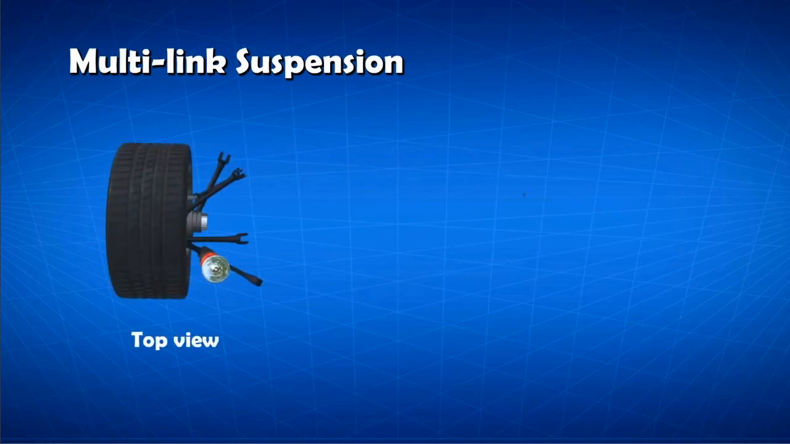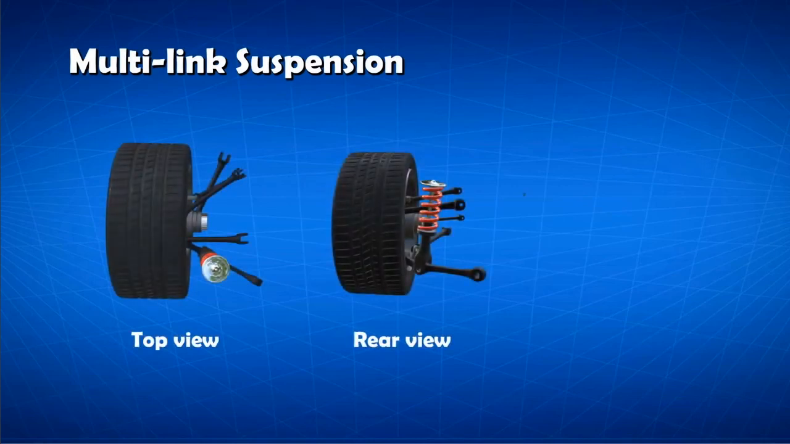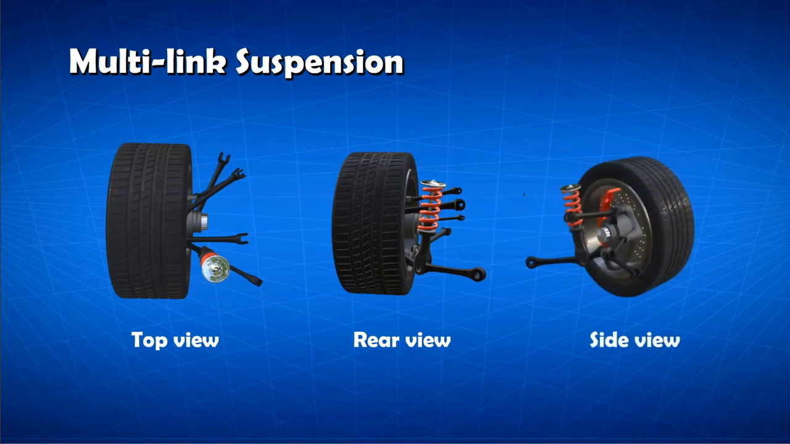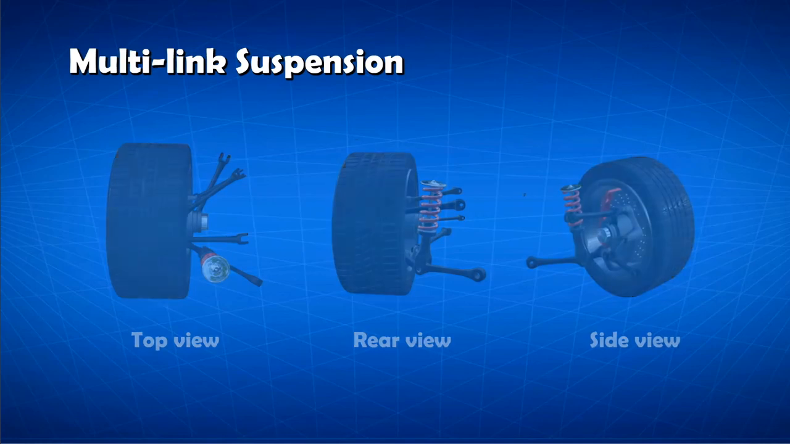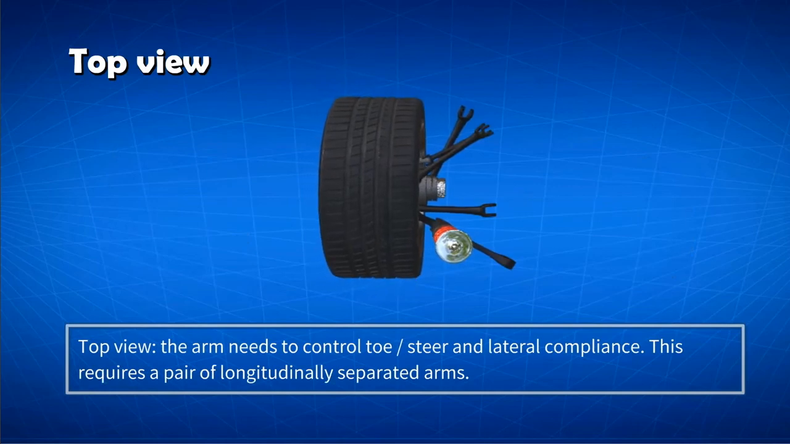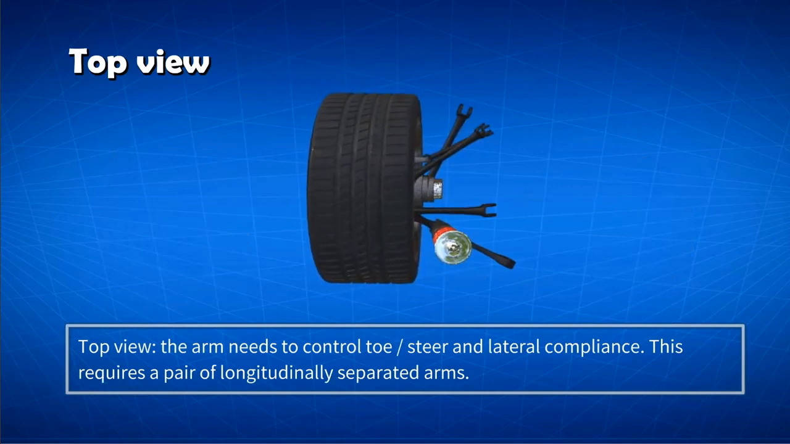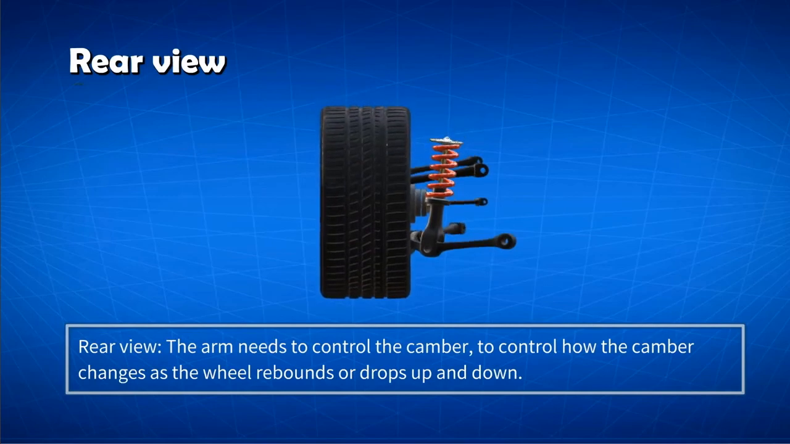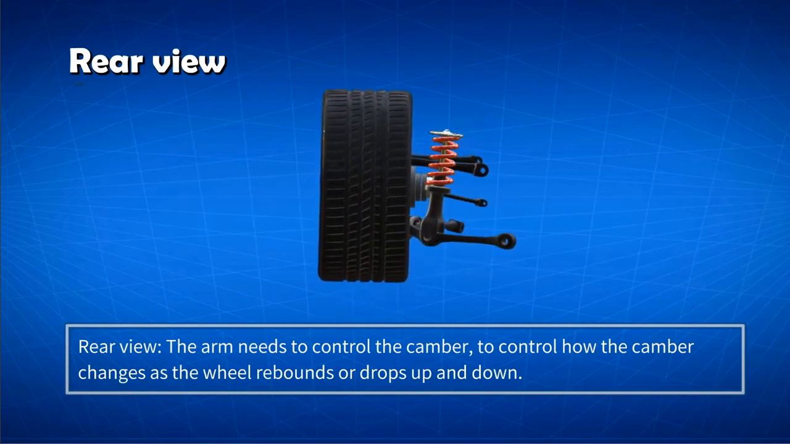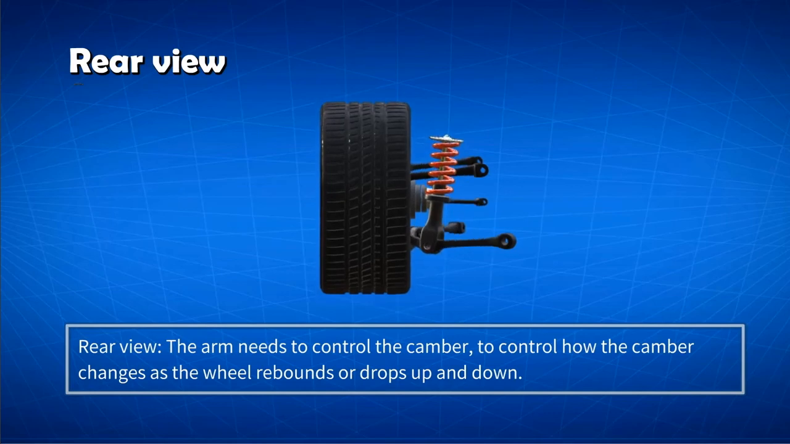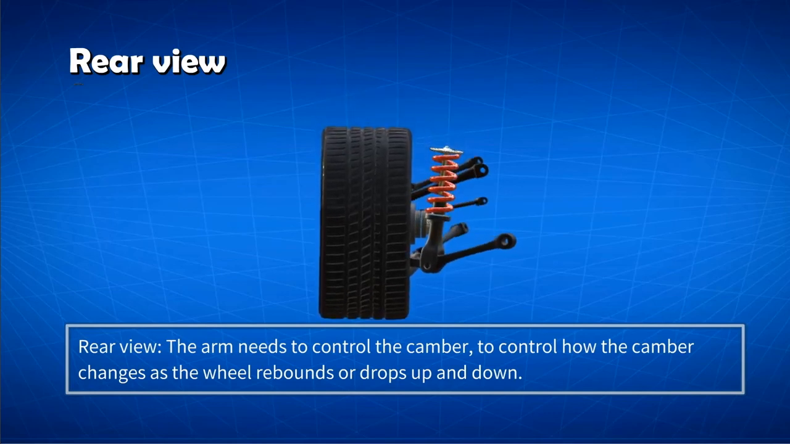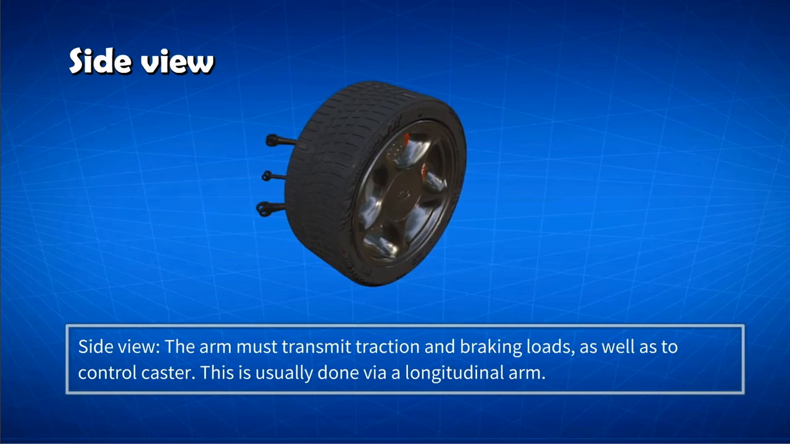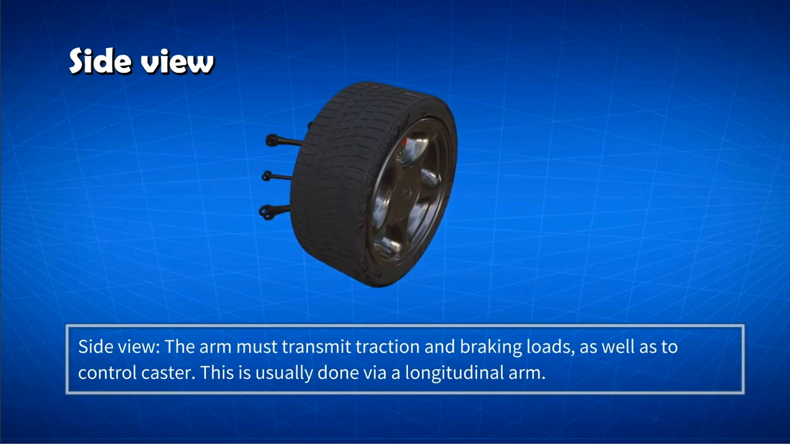To better understand multi-link suspensions, let's consider the function of these arms in the 3 orthogonal planes: the top, rear and side view. In the top view, the arm needs to control toe, steer and lateral compliance. This requires a pair of longitudinally separated arms. In the rear view, the arm needs to control the camber, to control how the camber changes as the wheel rebounds or drops up and down. In the side view, the arm must transmit traction and braking loads, as well as control caster. This is usually done via a longitudinal arm.